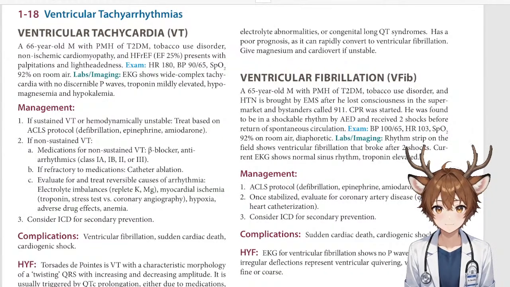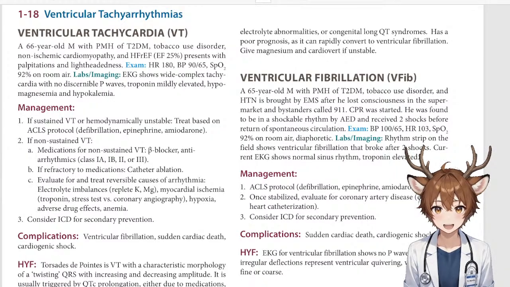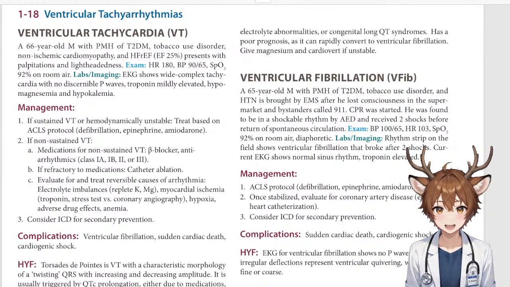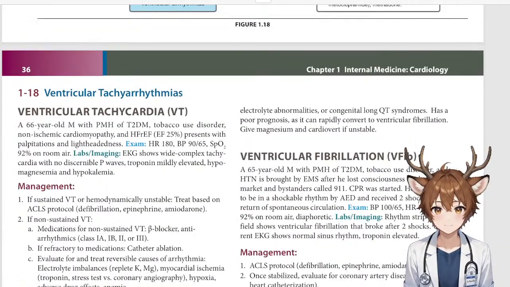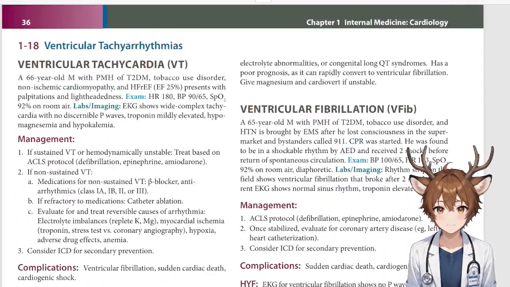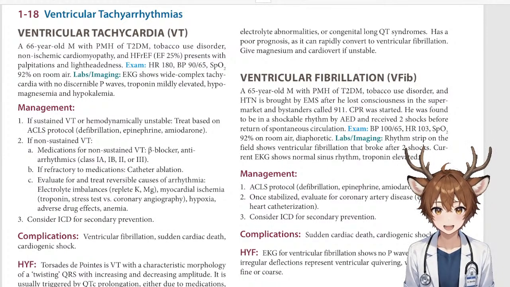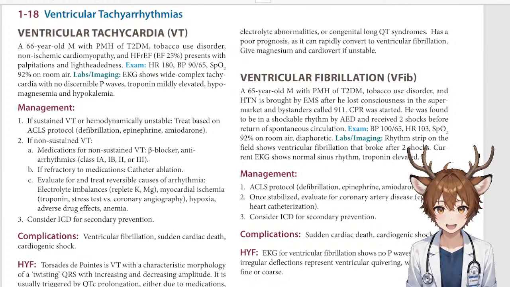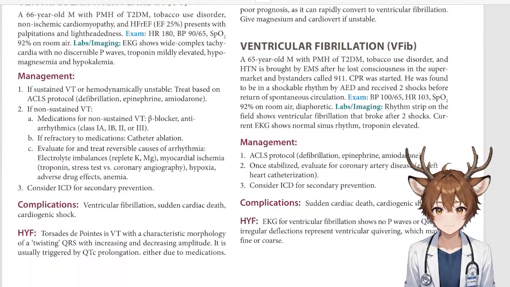Torsades is a ventricular tachycardia with characteristic morphology of a twisting QRS and increasing and decreasing amplitude. It is usually triggered by a QTc prolongation, either due to medications, electrolyte abnormalities, or congenital long QT syndromes. It has a poor prognosis and rapidly converts to ventricular fibrillation. Give magnesium and cardiovert if unstable.